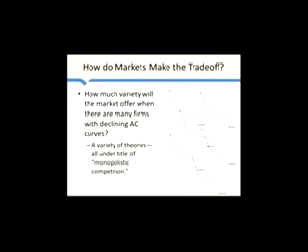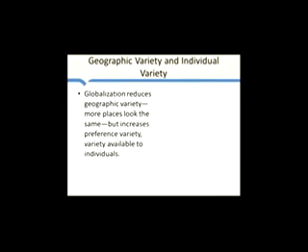Here's another interesting point about globalization and variety. I've said that globalization increases variety, but actually globalization reduces geographic variety. More places start to look the same at the same time as it increases preference variety, or the variety actually available to individuals. Let's go back to our earlier example.